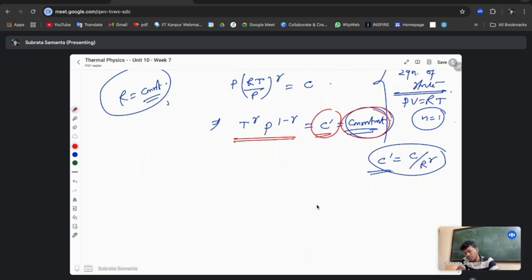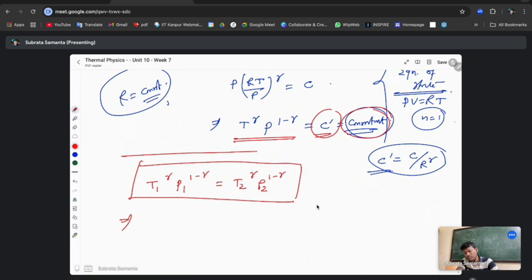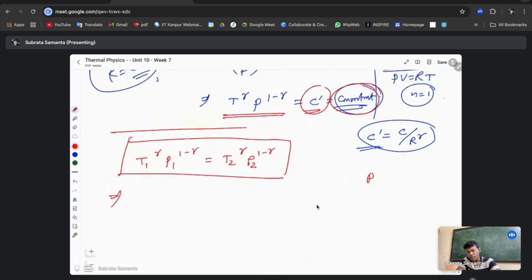So now I have to write the same as before: T1 to the power gamma P1 to the power 1 minus gamma equals T2 to the power gamma P2 to the power 1 minus gamma, right? In the given problem, P1 is P and P2 is 10 times P. And what is your T1? It's 293 Kelvin. You have to calculate T2.